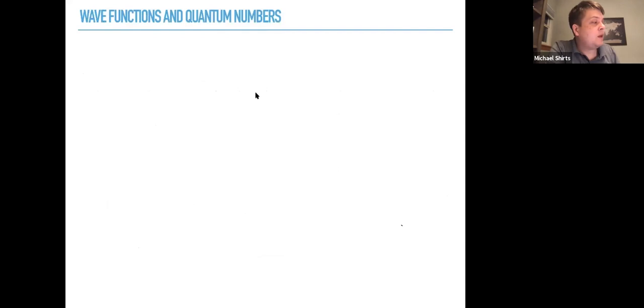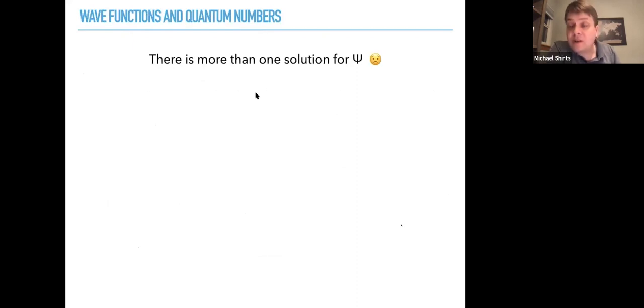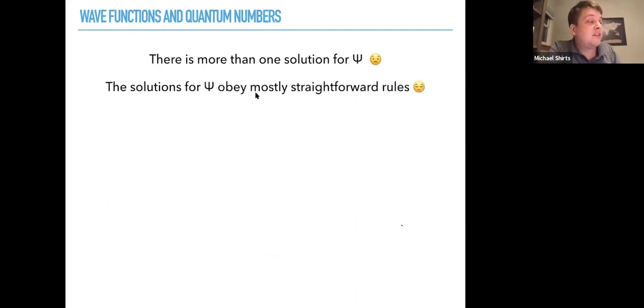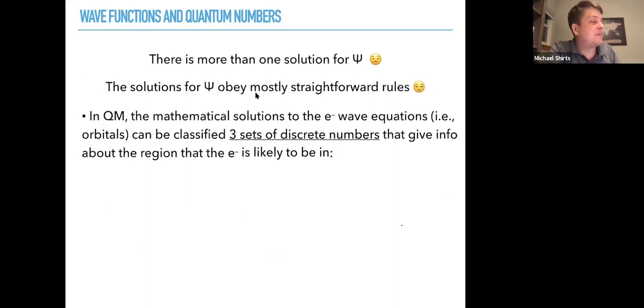Okay. So wave functions and quantum numbers. This is a bit of a repeat from last time, but it's important to put everything in context. There's more than one solution to Schrodinger's equation. The solutions obey mostly straightforward rules. We'll actually see some of them this time. In quantum mechanics, the mathematical solutions to the electron wave function, the orbitals around a hydrogen atom, can be classified into three sets of discrete numbers that give information about the region that the electron is likely to be in.